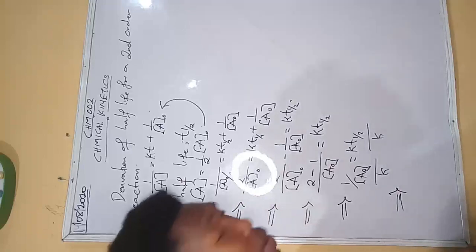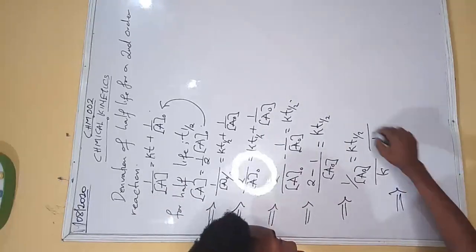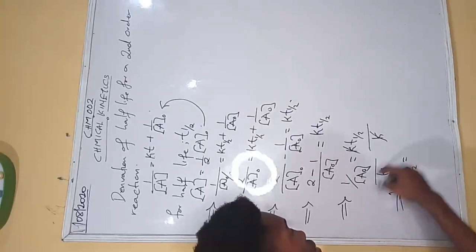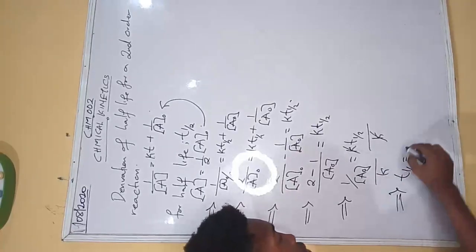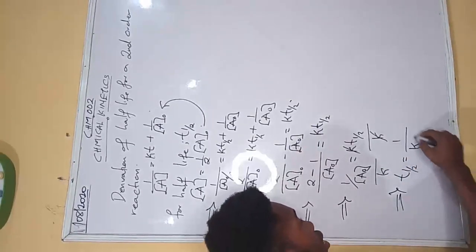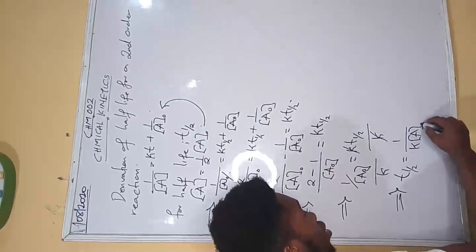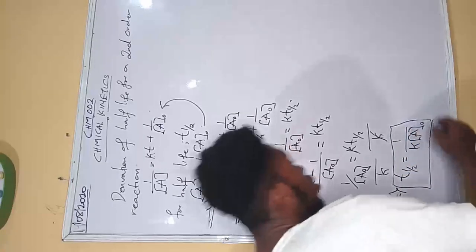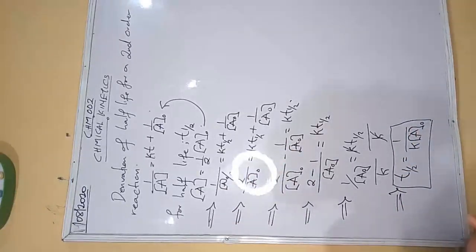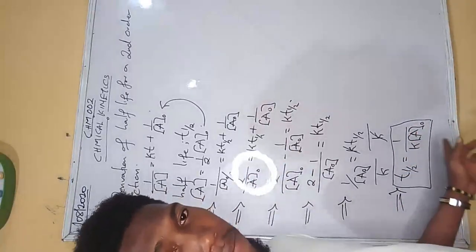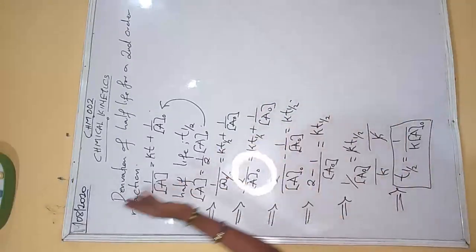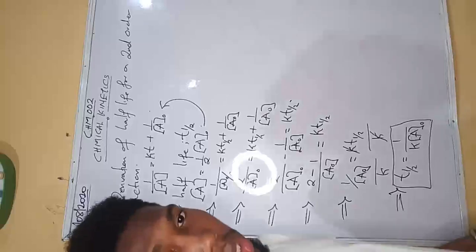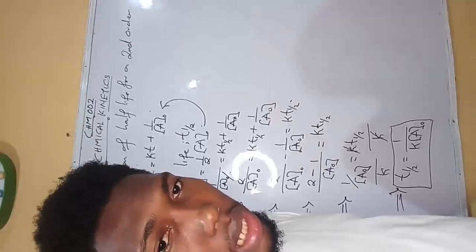Do you get what I'm saying now? And that will mean our k cancels k, and t-half is equal to 1/(k[A]0). So that's it. That's the half-life for a second order reaction. It's actually very easy.